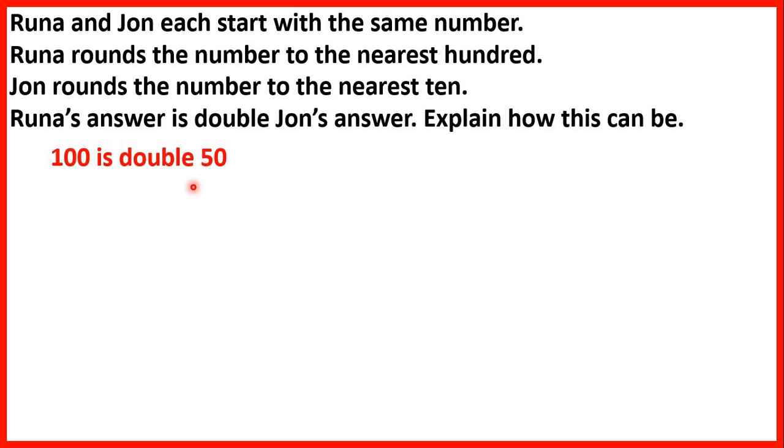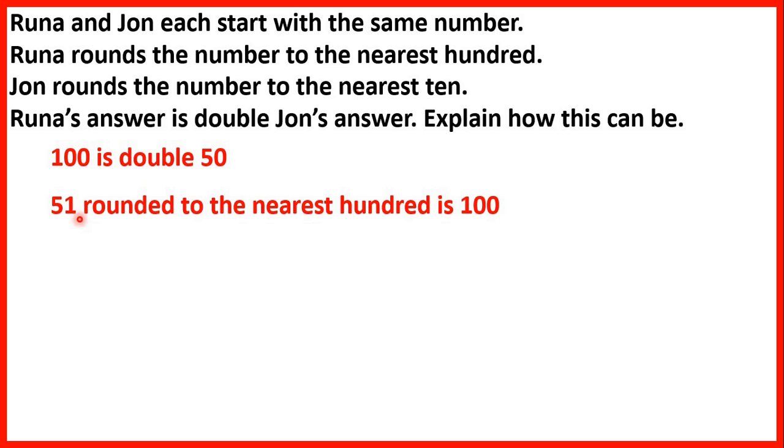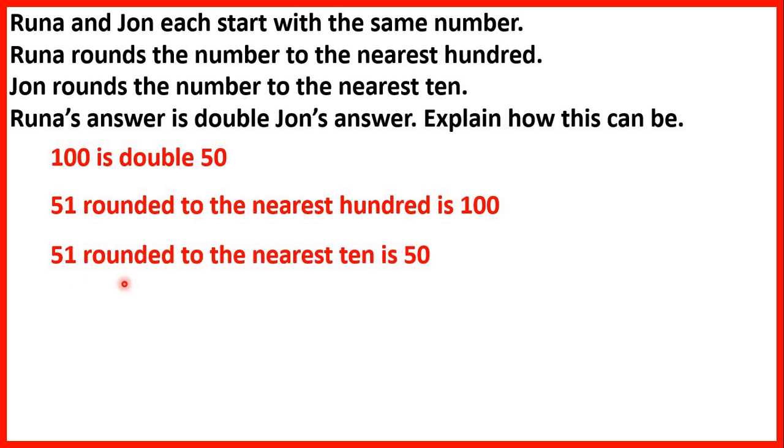Well, 100 is double 50 because 50 times 2 is 100. So if we have the number 51, 51 rounded to the nearest 100 is 100, because to the nearest 100 it's closer to 100 than it is to 0. But 51 rounded to the nearest 10 is 50, because it's closer to 50 than it is to 60. So they could have started with the number 51.